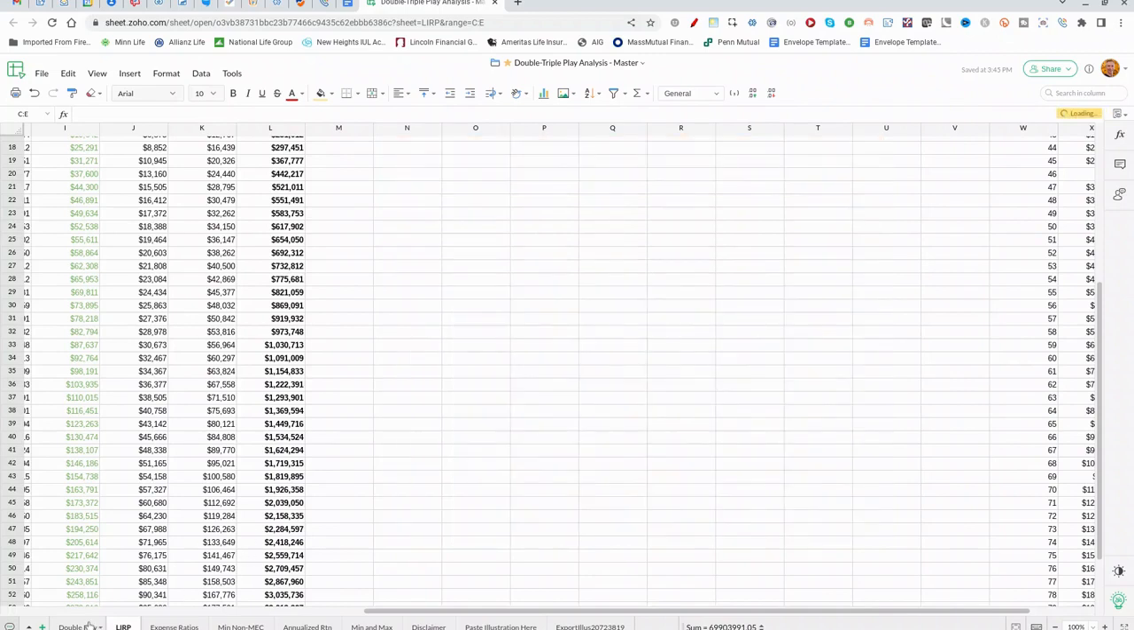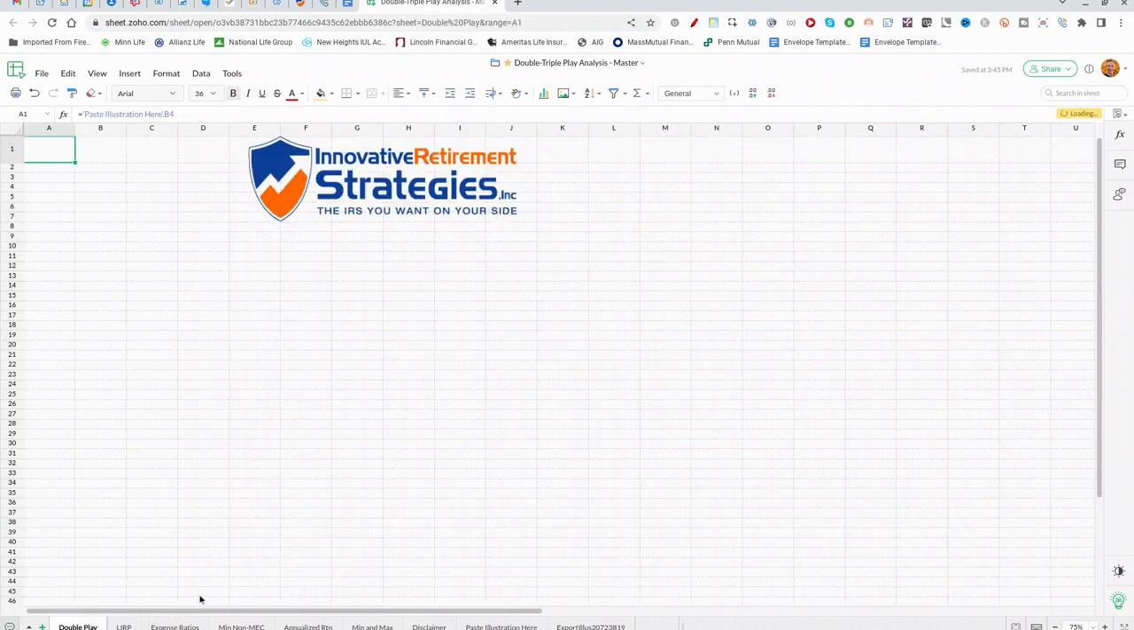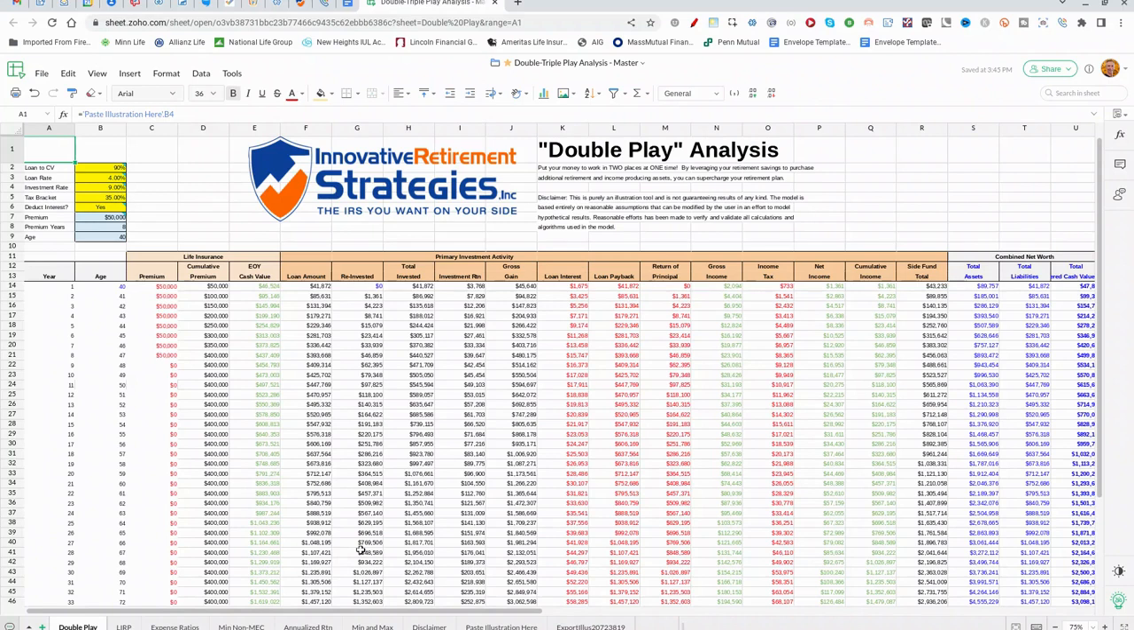All right, so the grand finale here is the actual double play model. Here we're looking at an apples to apples comparison of putting $50,000 a year for 8 years into a permanent life insurance policy, and then leveraging the resulting cash value to invest in real estate or something earning, in this case here, 9%. Versus just simply taking $50,000 a year from your income or savings or whatever and using that to invest in the same exact assets. We want to know which one is going to leave you better off.